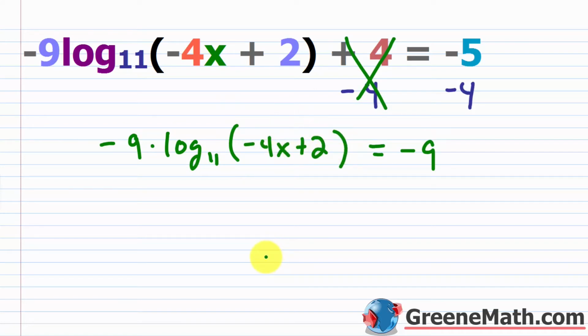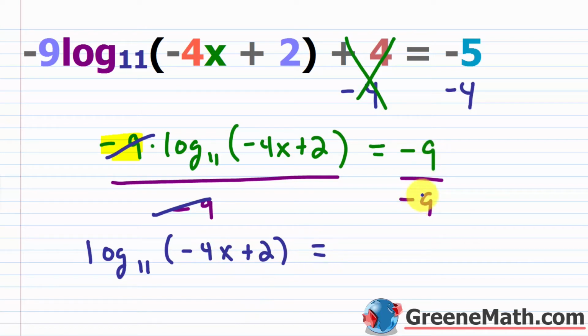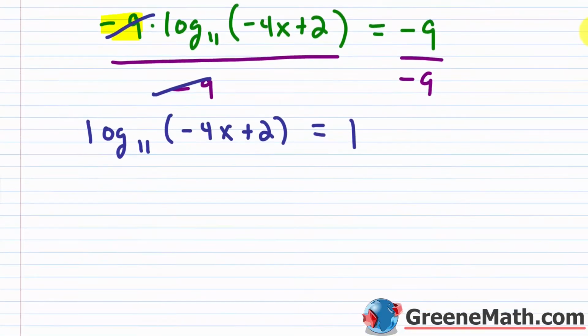Okay, so from here, what do I want to do now? Well, notice how you have this negative 9 here that's multiplying this log base 11 of, again, this negative 4x plus 2. So to get rid of that, because this is multiplication, I can use division. So I'm going to divide both sides by negative 9, and that'll clean this up further. So this is going to cancel. And on the left, I'm just going to have that log base 11 of negative 4x plus 2. On the right, what do I have? Negative 9 divided by negative 9, that's going to be 1.